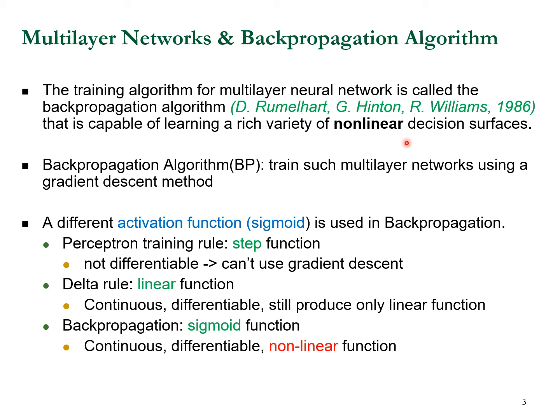Backpropagation and the multi-layer network is the first major breakthrough in neural net research, and it was proposed by these three people back in 1986. Actually, the second author, Geoffrey Hinton, made another major breakthrough in neural nets in 2006, and it is called deep learning. So he is now called the father of deep learning.